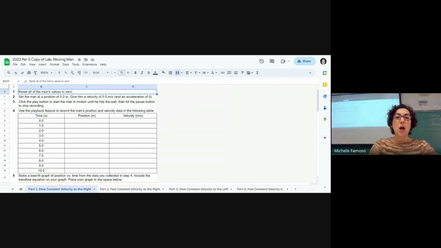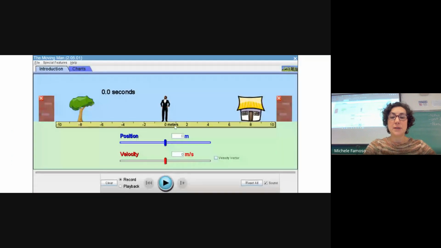Did we reset all of our man's values to 0? Did you? Okay. Now it says, make sure you set his position to 0 meters. Mine's already at 0 meters. But then I want you to give him a velocity of 0.5 meters per second. So let's come into the PhET simulation, change his velocity to 0.5 meters per second. Everybody did that? All right.